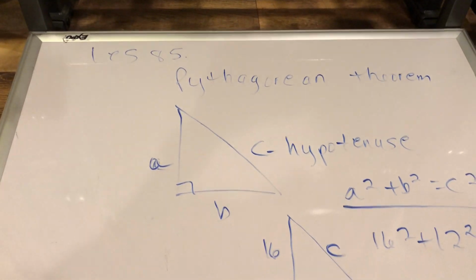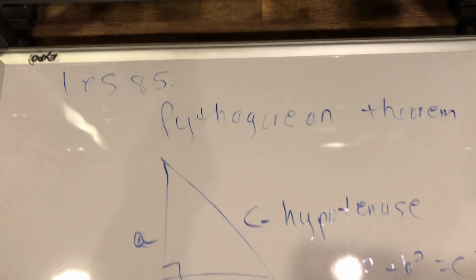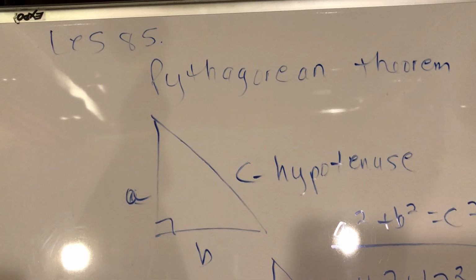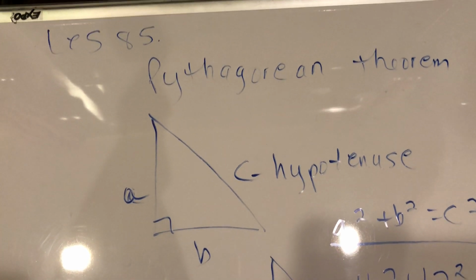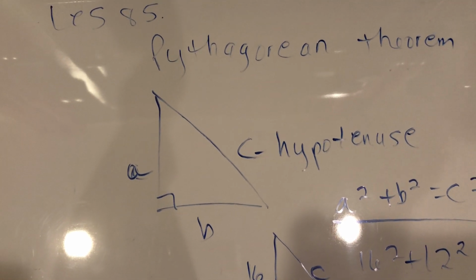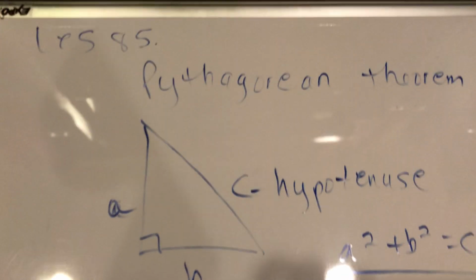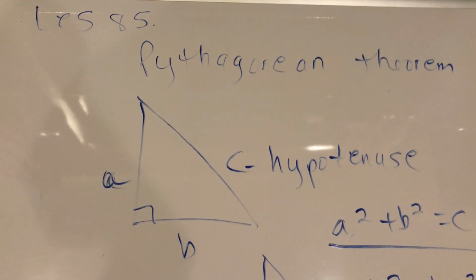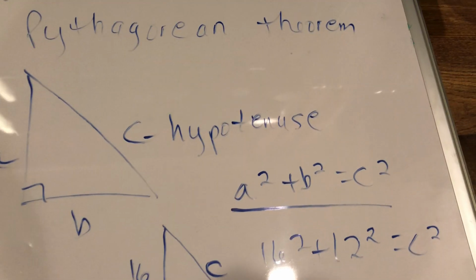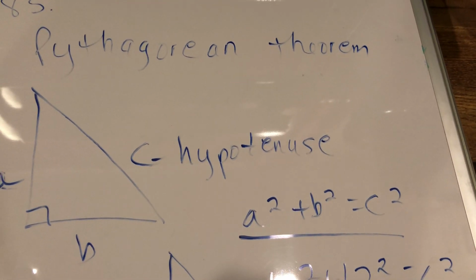Okay, so this is Algebra 1, Lesson 85, Pythagorean Theorem. Something that shouldn't be new to you. Got a right triangle, sides a, b, and c. Remember, c is your hypotenuse. It's always across from the right angle, and it's always your longest side. And then the formula for the Pythagorean Theorem is a squared plus b squared equals c squared.